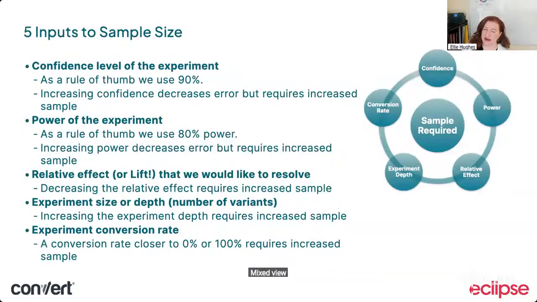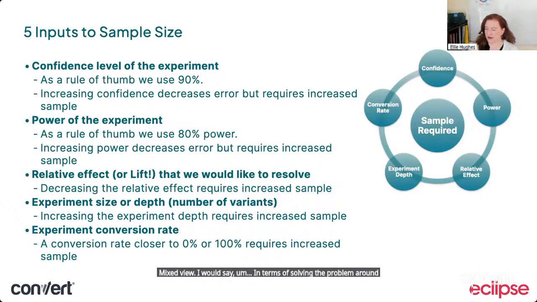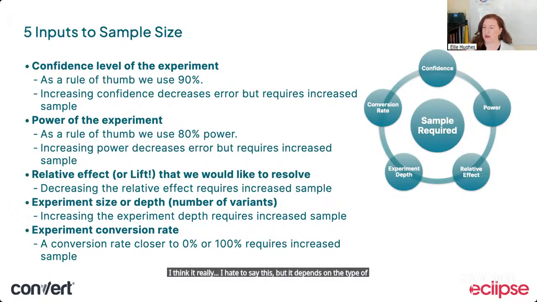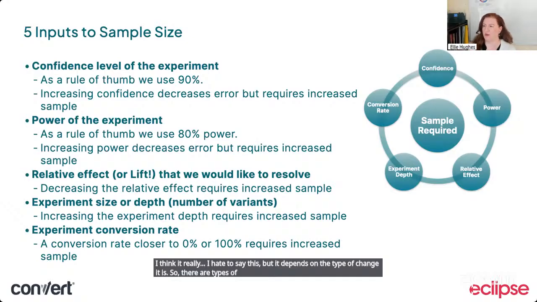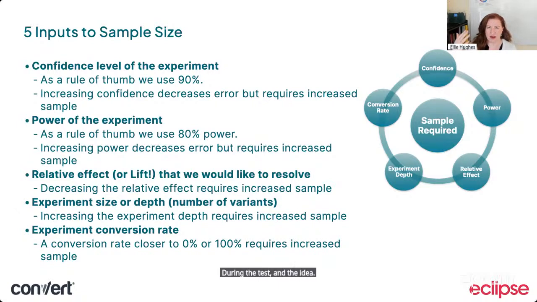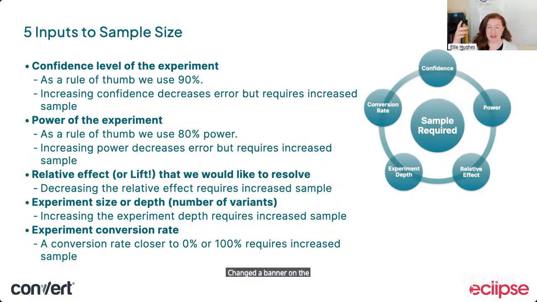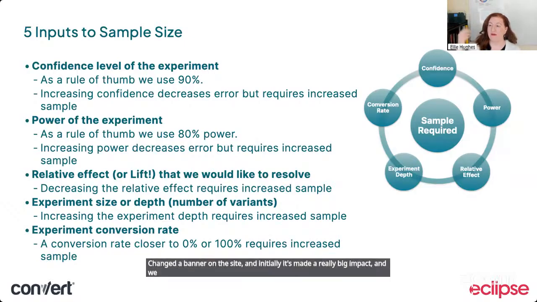I would say in terms of solving the problem around rolling something out, I hate to say this, but it depends on the type of change it is. So there are types of test changes where you will see a noticeable difference during the test. And people talk about that kind of feature blindness idea, where after a little while, people stop seeing the effect. I mean, that's happened to me. I've had tests before where we've changed a banner on the site, and initially it's made a really big impact and we made a lot of money from it. And then when we rolled it out, we haven't seen anywhere near as much of a change.